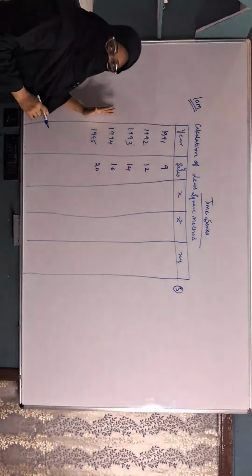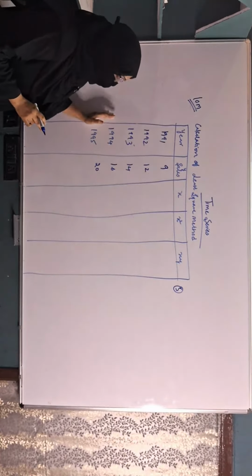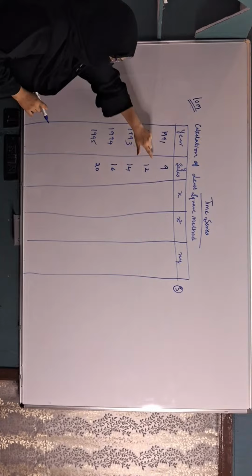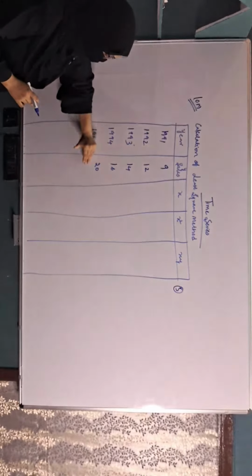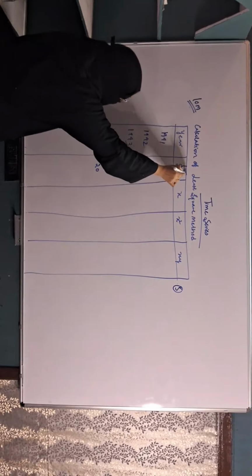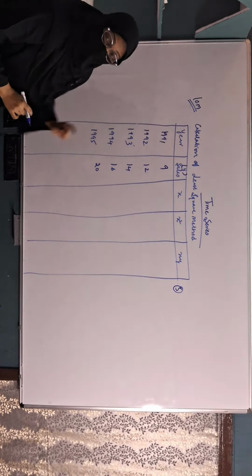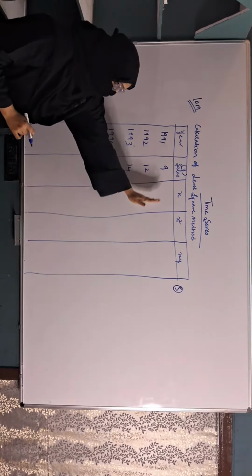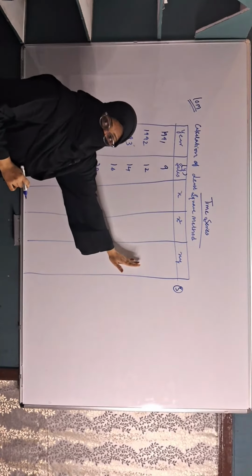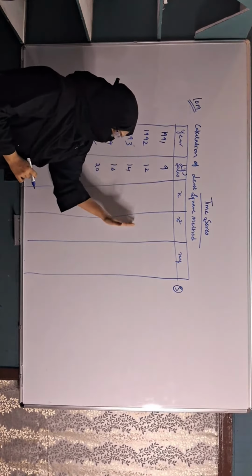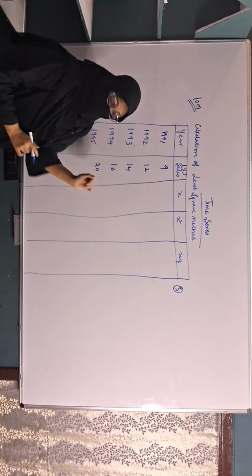method. See, this type of problem will be asked in your exam. The year will be given and the sales will be given. You have to represent your sales as Y. Then you have to find out X, X square and XY. So how to find out X, X square and XY, I will explain.